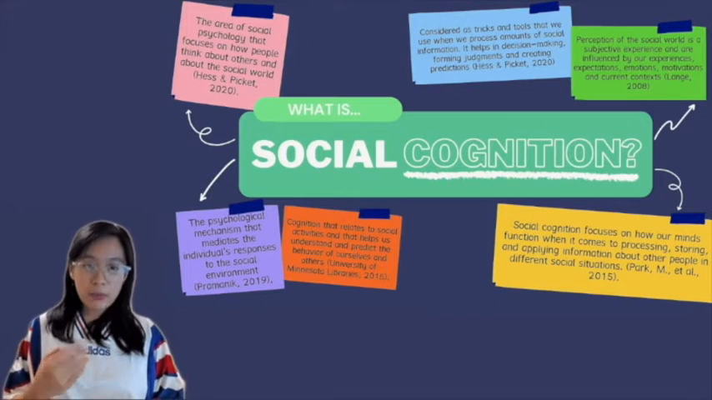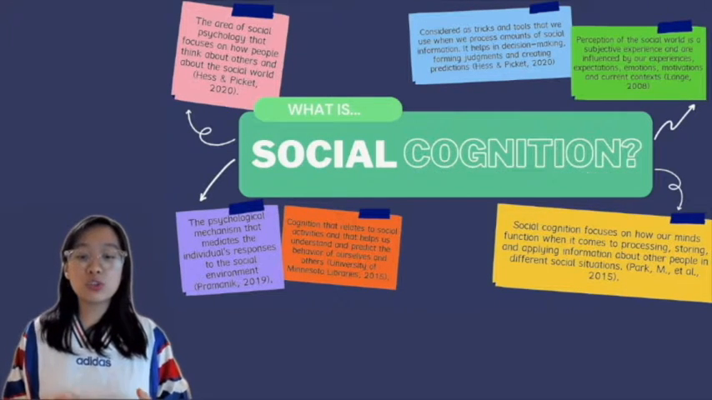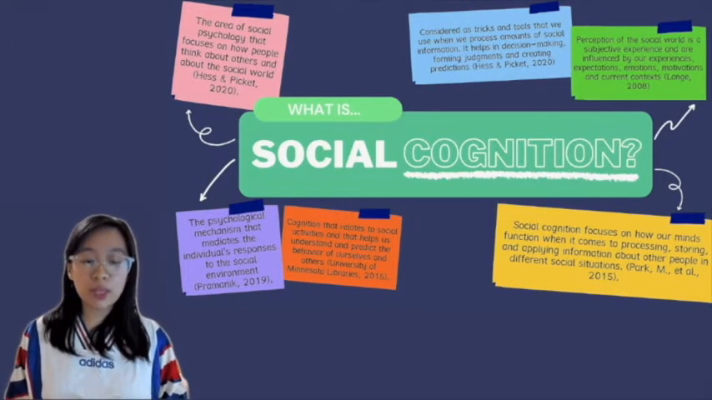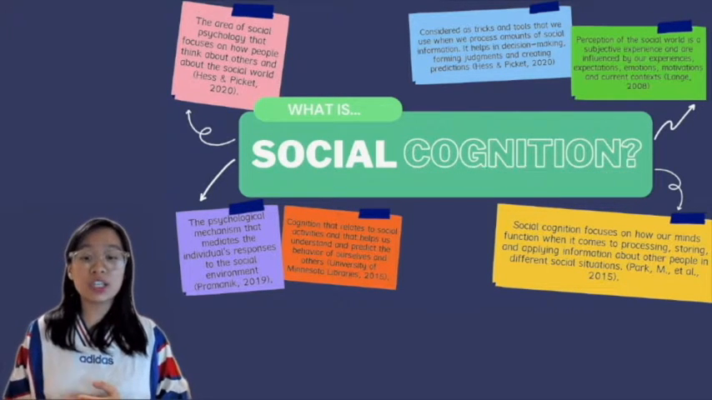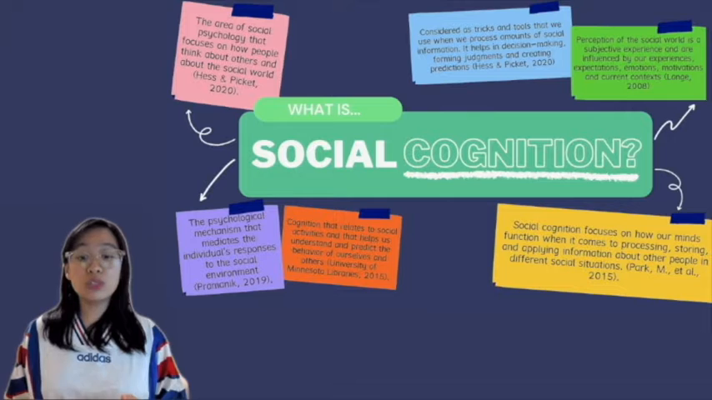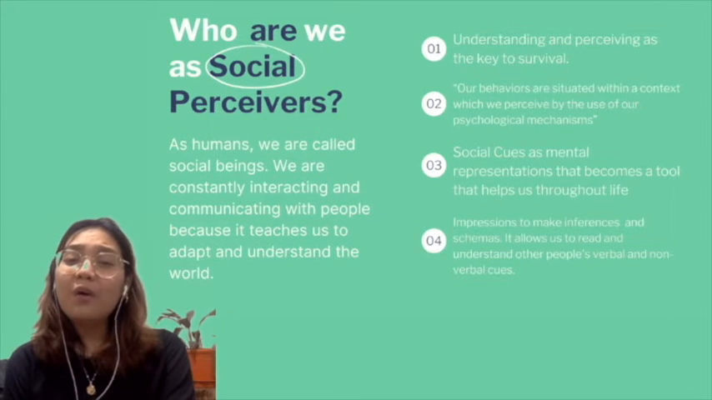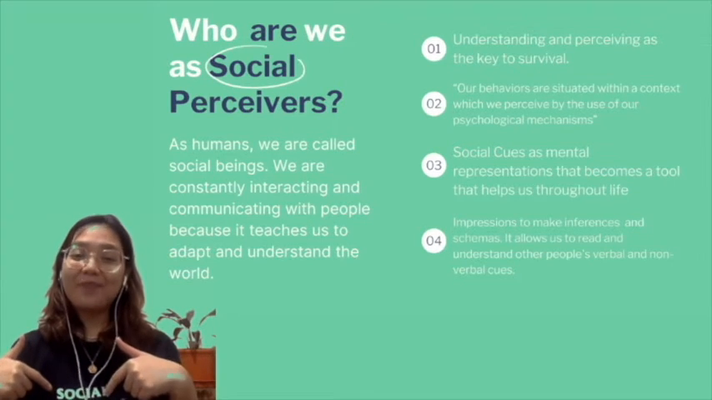It's like a mechanism that mediates the individual's responses to the social environment. And since it helps us understand and predict behavior of ourselves and others, it becomes a tool in decision making and forming judgments. So, who are we as social perceivers?